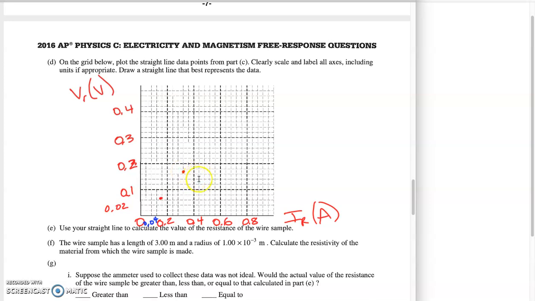And then we're going to go over to 0.49, so if that's 0.48, and then we will go up to 0.23, so in this space here, and then we'll go up to 0.68, over to 0.68, and up to 0.33. So right about there.